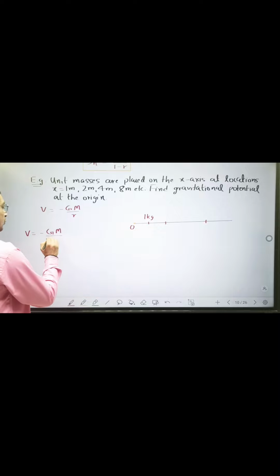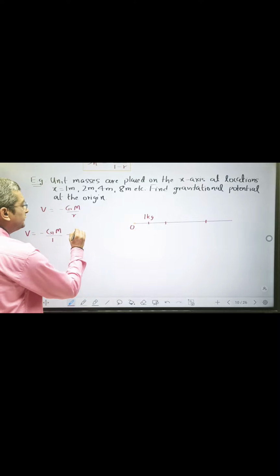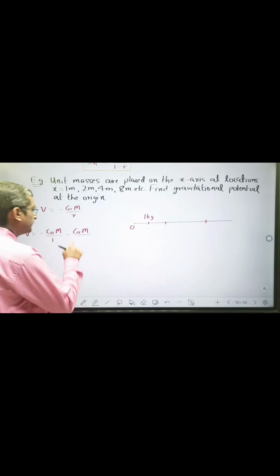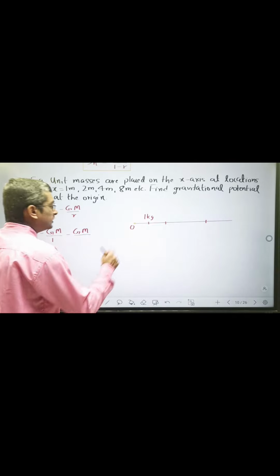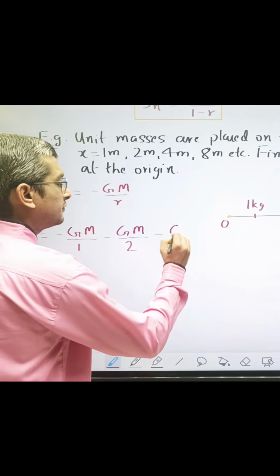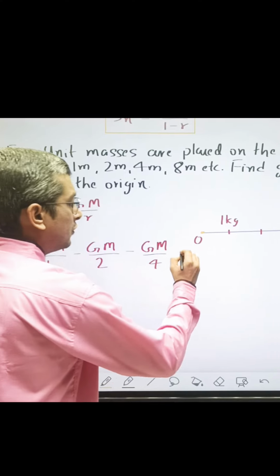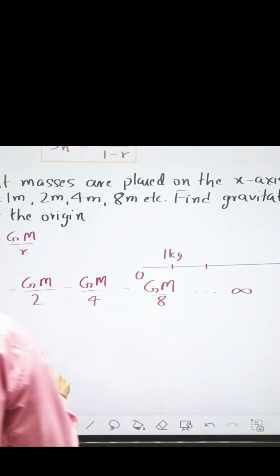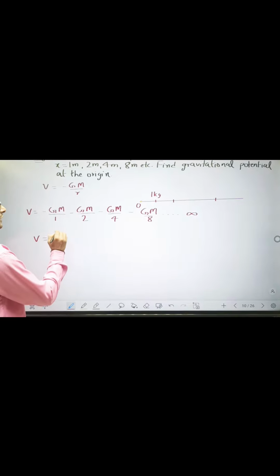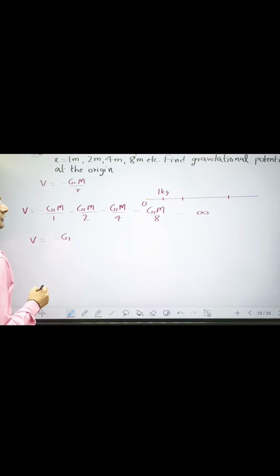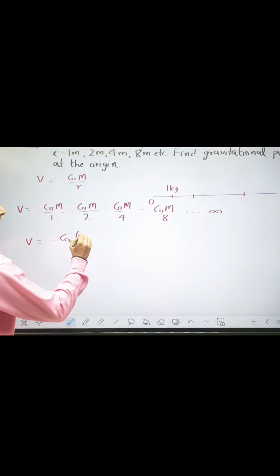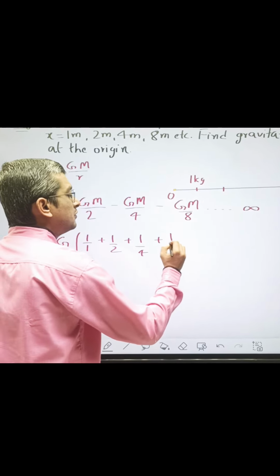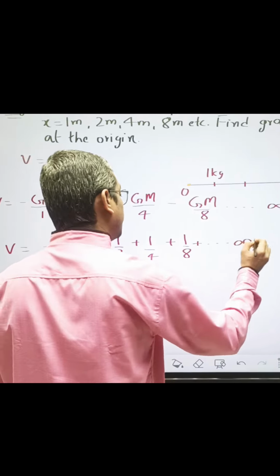For the distance of 1 meter, we have minus GM, where M is the same for all the masses, that is 1 kg. This capital G is the universal gravitational constant. The next distance will become 2, then minus GM by 4, minus GM by 8, and in this way up to infinity. So we take minus G, and this M is 1 kg. Now within the bracket you will be left with 1 by 1 plus 1 by 2 plus 1 by 4 plus 1 by 8 up to infinity.